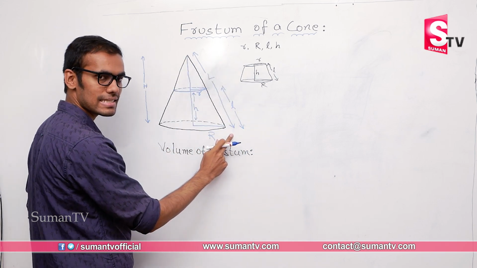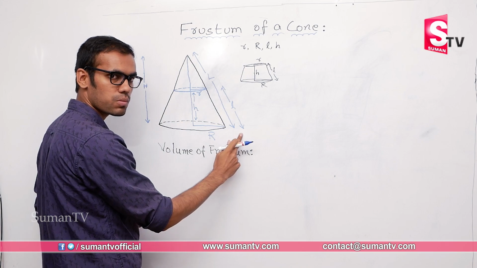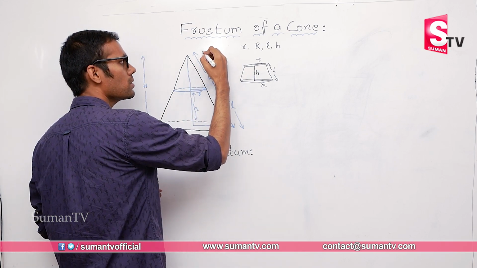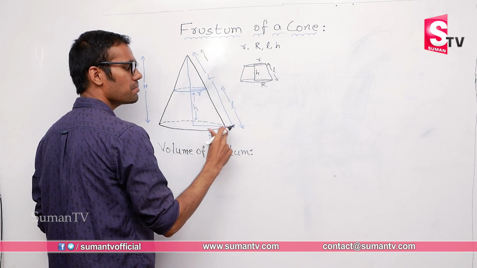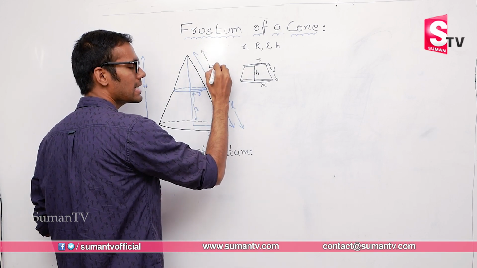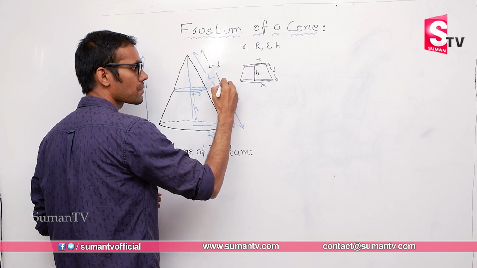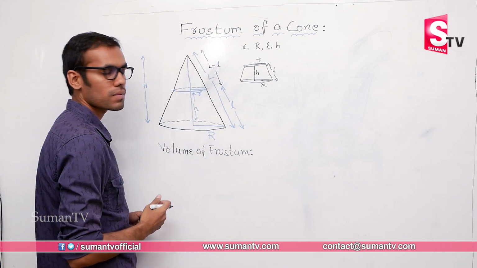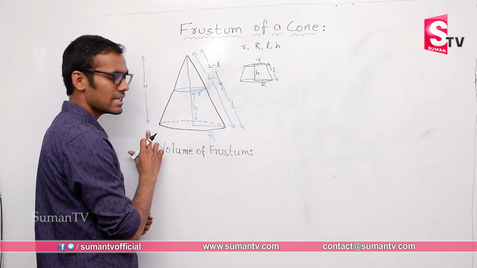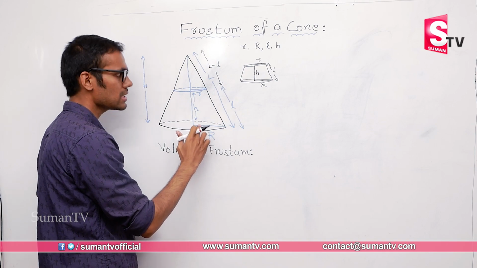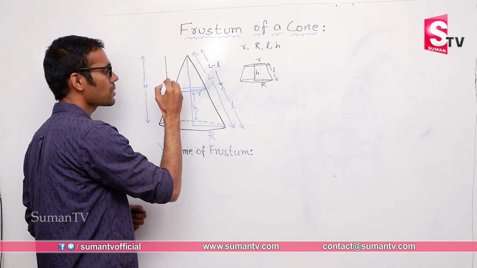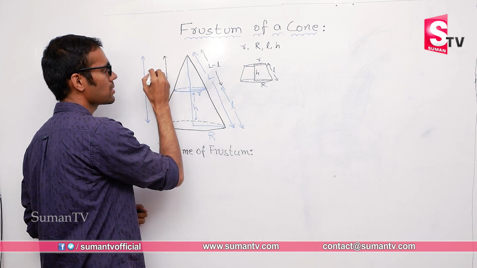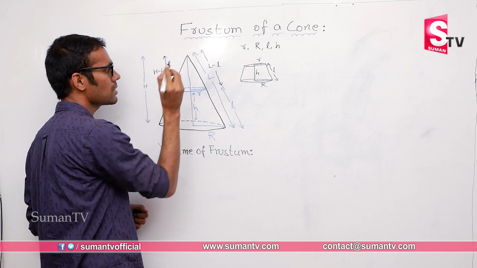If the total slant height is capital L and the slant height of the frustum is small l, the slant height of the smaller cone will be capital L minus small l. Okay, and what will be the height of the smaller cone? The total height of the cone is capital H. The height of the frustum is small h. So the height of the smaller cone will be capital H minus small h.